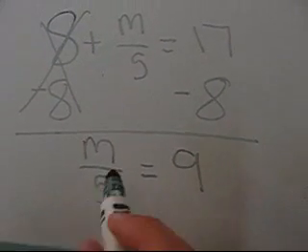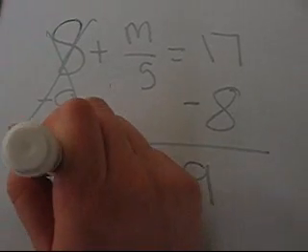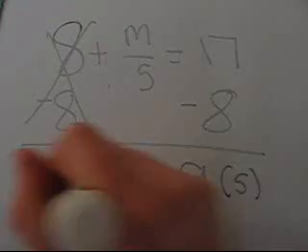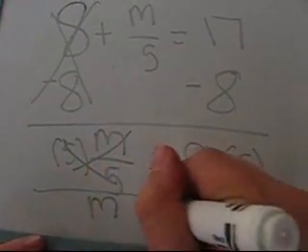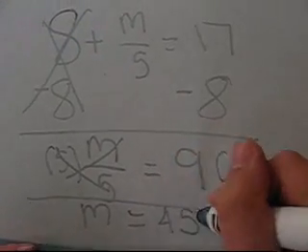So, since it's n divided by 5, you're going to multiply it by 5. Multiply by 5. On this side, it cancels out. Left is n equals 9 times 5, which is 45. This is fun.